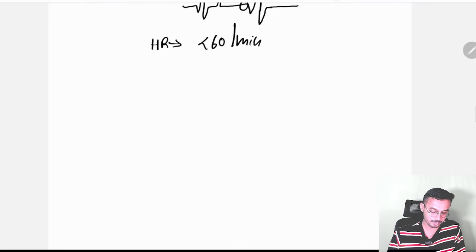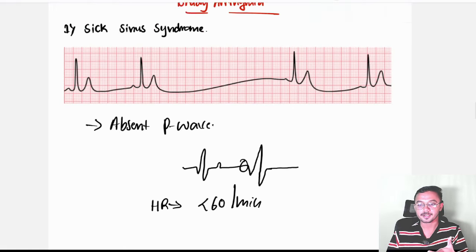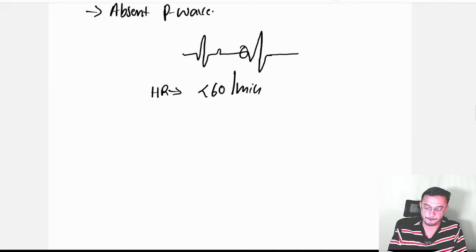And next is bradyarrhythmia with absent P wave, which is sick sinus syndrome. I am repeating, tachyarrhythmia with absent P wave is atrial fibrillation. Okay.